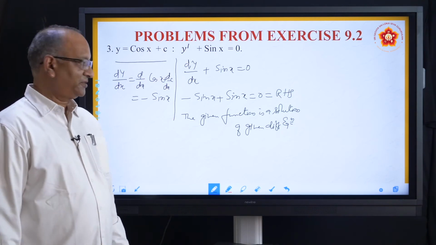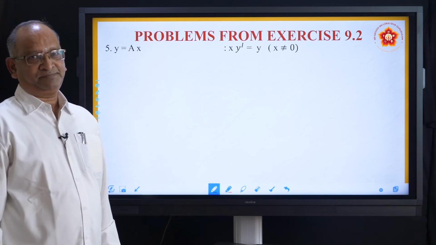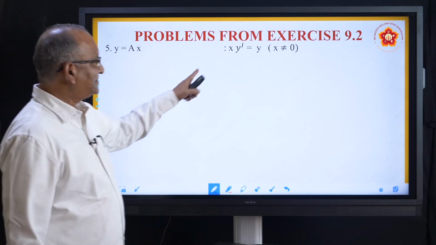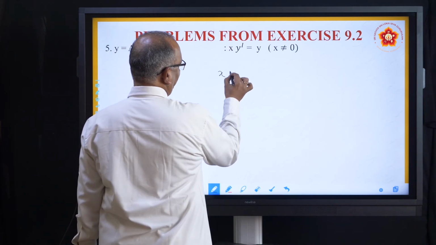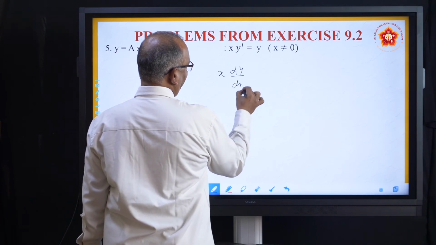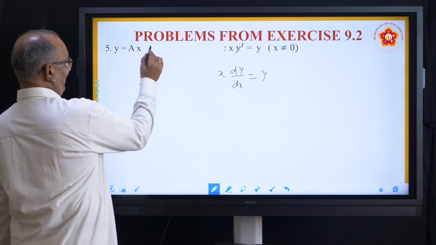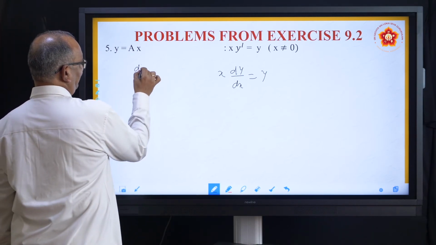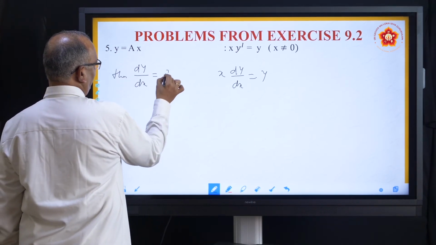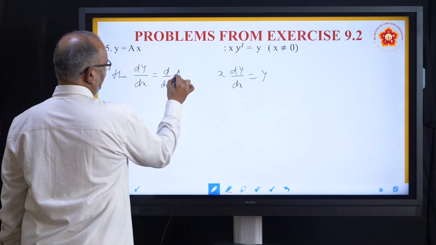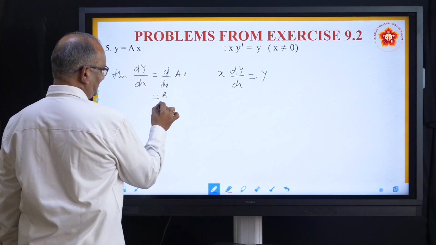Let us move to the next problem. Yes, y equal to ax is a function. And then he says this is the equation. What is the equation? Write it for our convenience. It is x dy by dx equal to y. He says y equal to ax. So if y equal to ax, what is dy by dx? dy by dx equal to d by dx of ax. a can come out, and d by dx of x is 1. So it is just a.